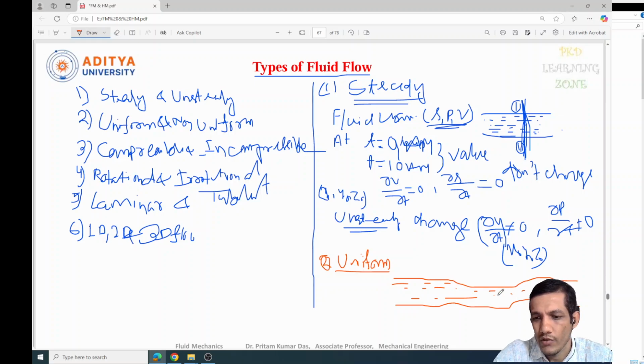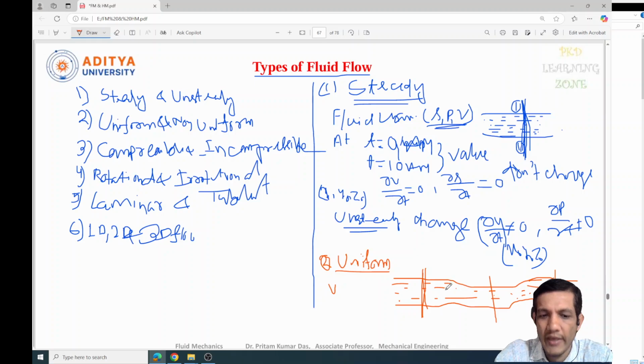Okay, so which one can we say is uniform flow? Let's see. Here also fluid is flowing, here also fluid is flowing, and at this point also fluid is flowing. So what do you mean by uniform flow? Uniform flow is defined as the type of flow in which the velocity at a given time does not change with respect to space.